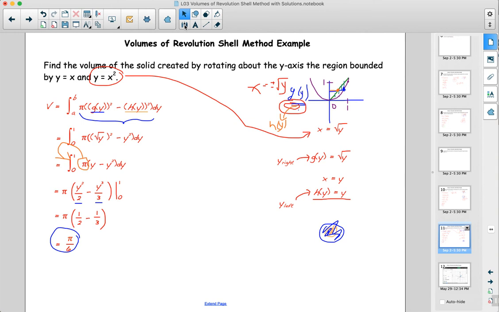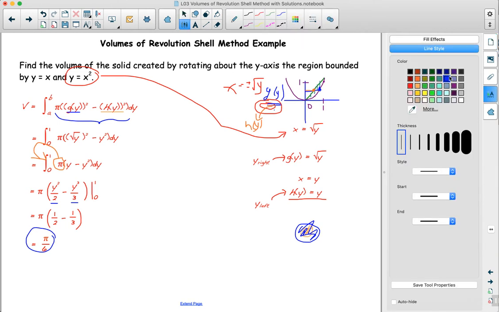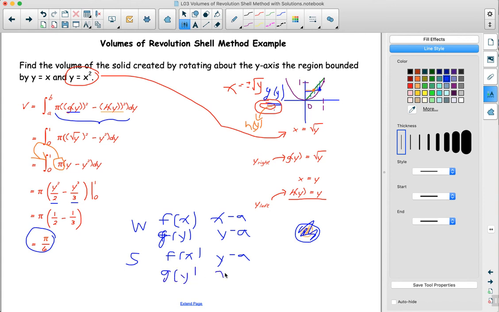And again, I just want to summarize with, let me get maybe the blue pencil out. So W for washer method. When do you do washer method? So a function in x rotated about the x-axis, or a function in y rotated about the y-axis. When do you use the shell method? You have a function in x that's being rotated about the y-axis, or we have a, I'm going to change that to a g, so g at y, or we have a function in y being rotated about the x-axis.